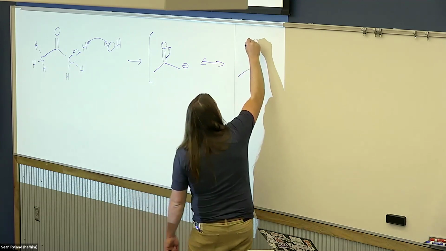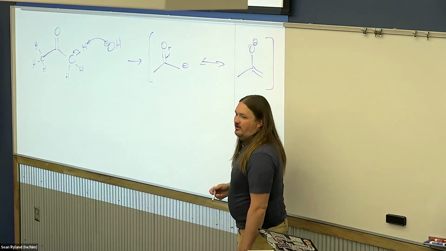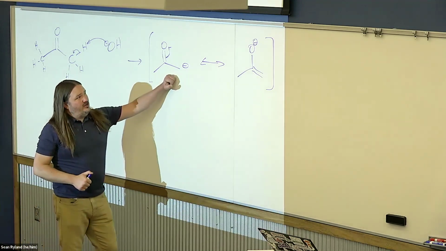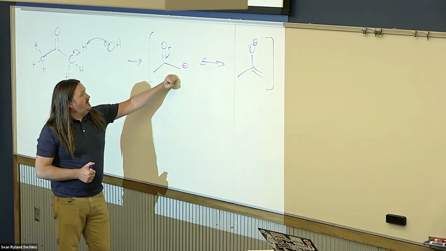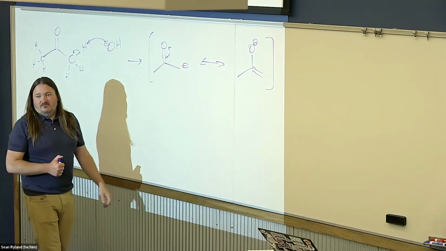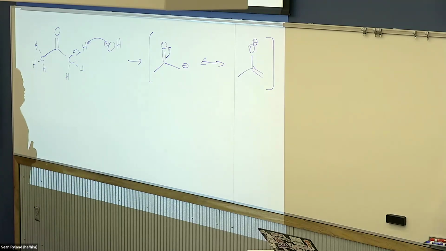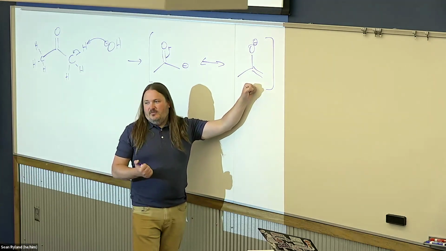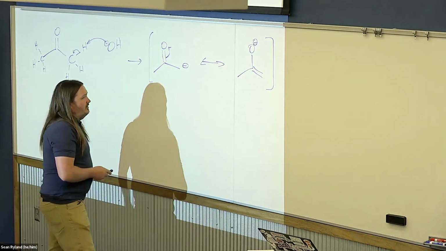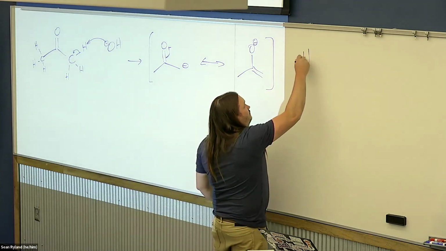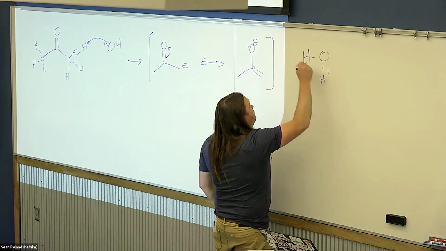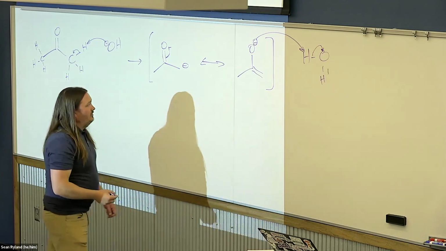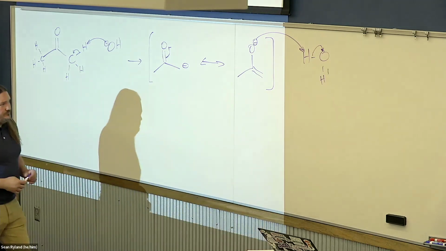And in this case, we can go with your first instinct when it comes to which of these is the major contributor, because everything has a full valence in both cases, right? So the major contributor in this case will be the one that puts the negative charge on the oxygen, because the oxygen's more electronegative. Right. And then we can just do a proton transfer to get us the enol.